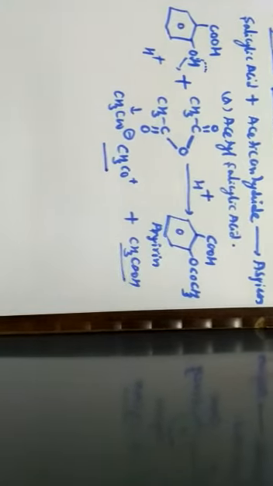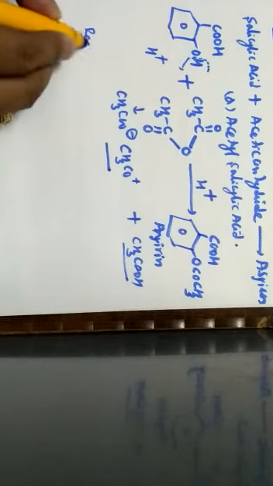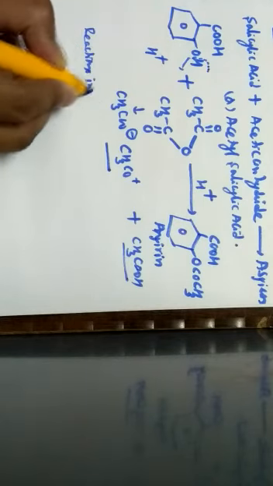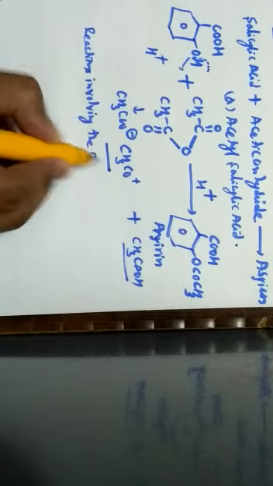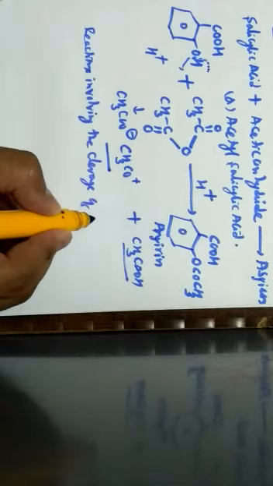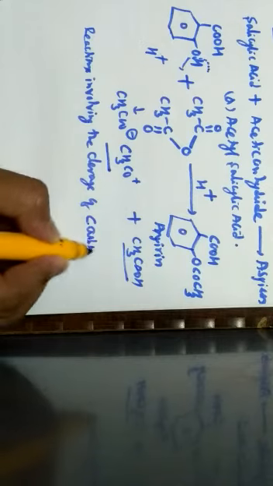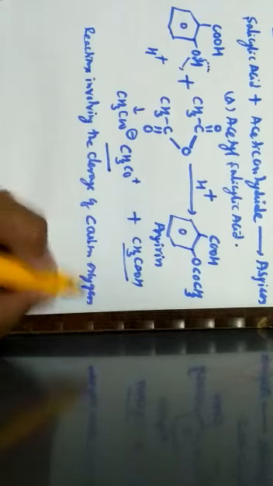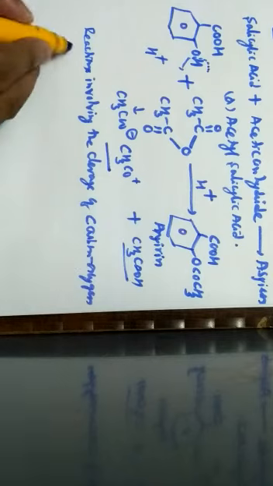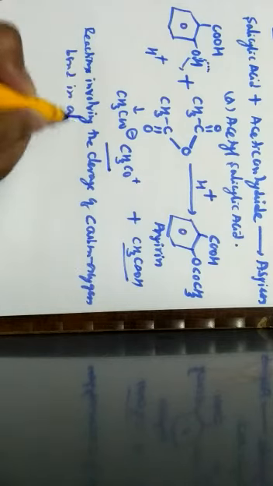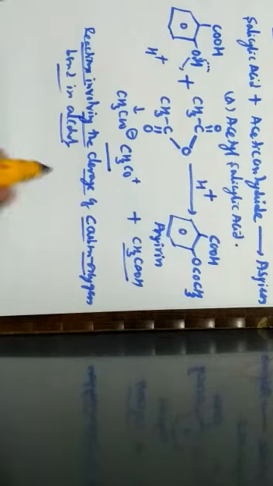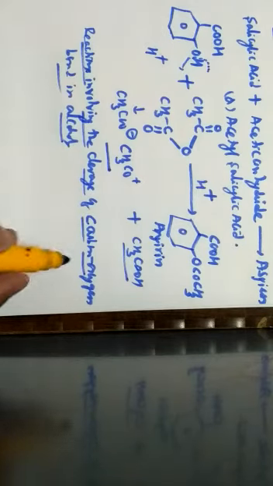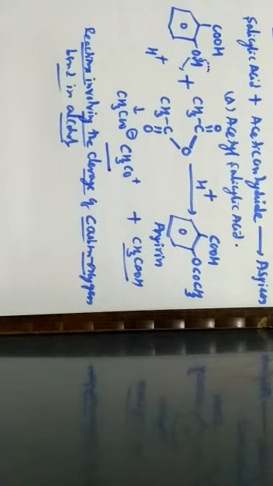So now let us discuss a new concept, that is the reactions involving the cleavage of the carbon and oxygen bond, meaning breakage of the bond between carbon and oxygen in alcohols. Till now, the concept we have discussed relates to the breakage of the bond between O and H. Now we are discussing the breakage of the bond between carbon as well as oxygen.